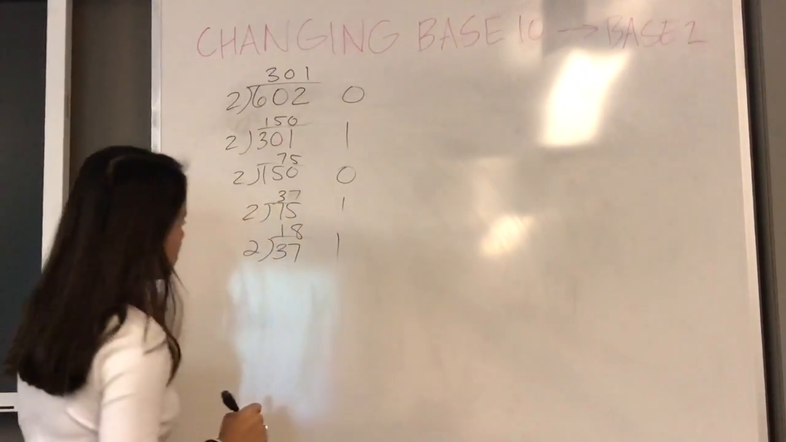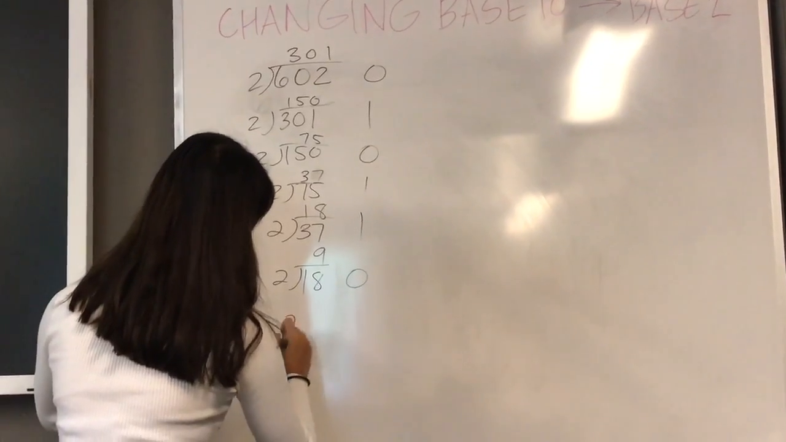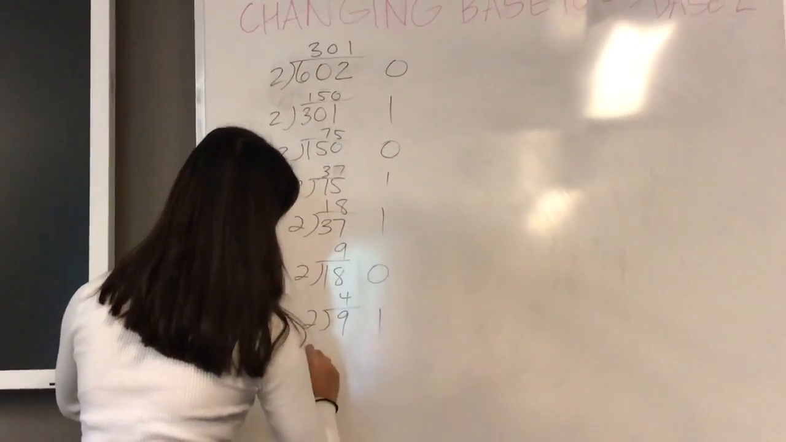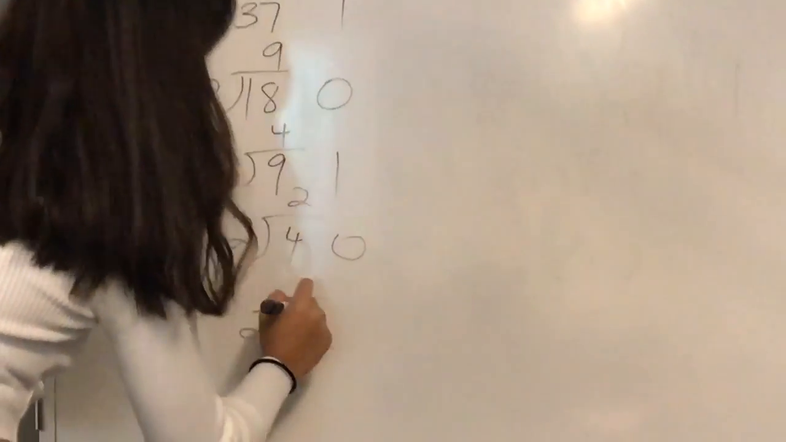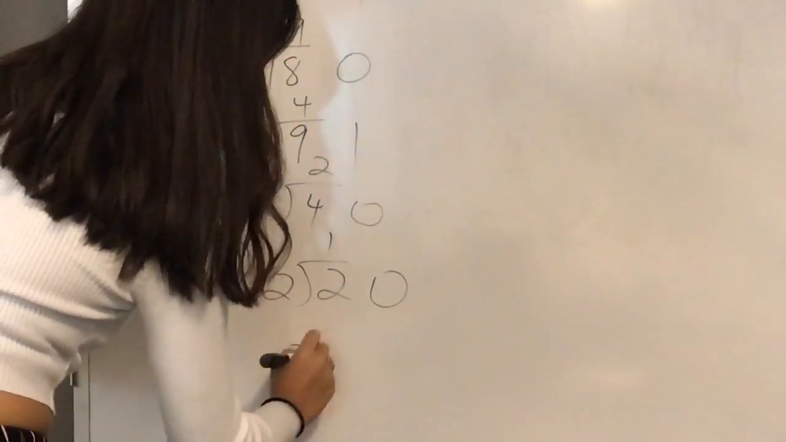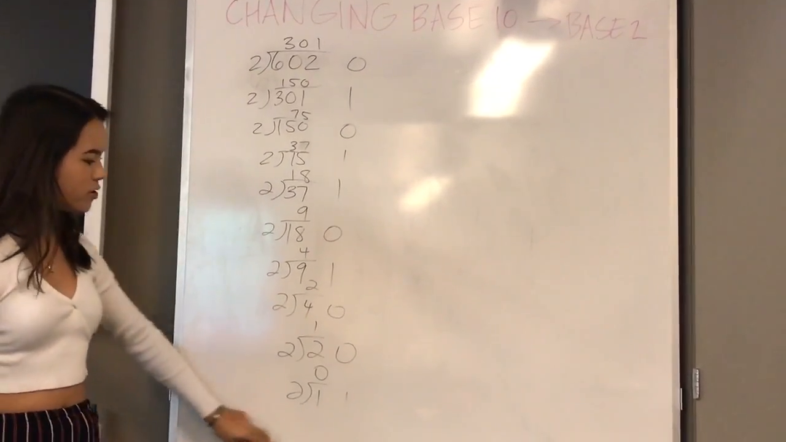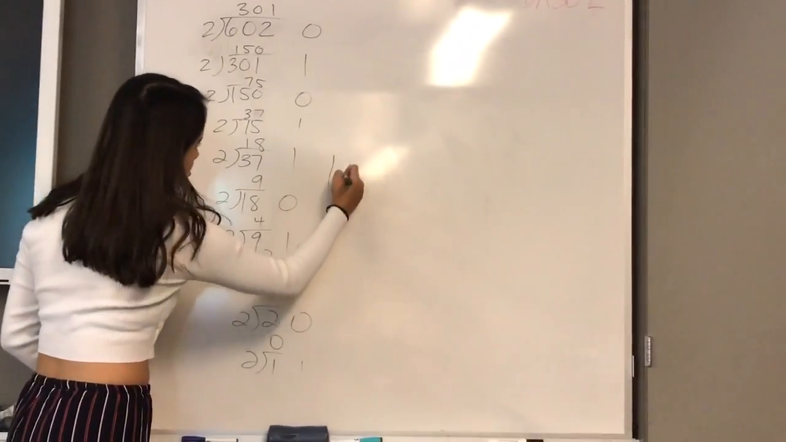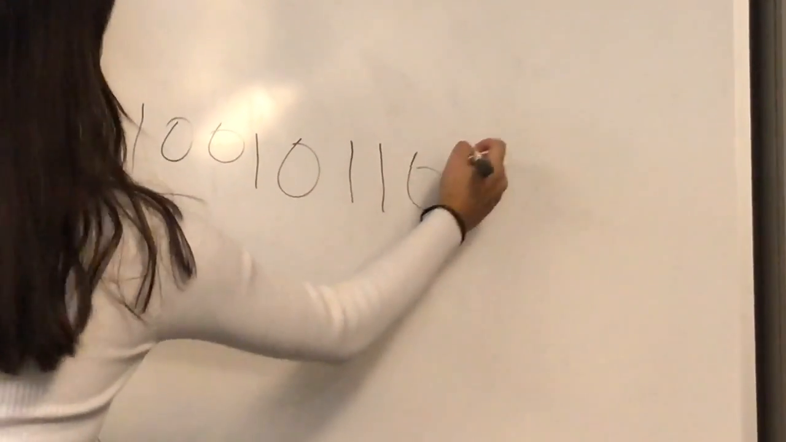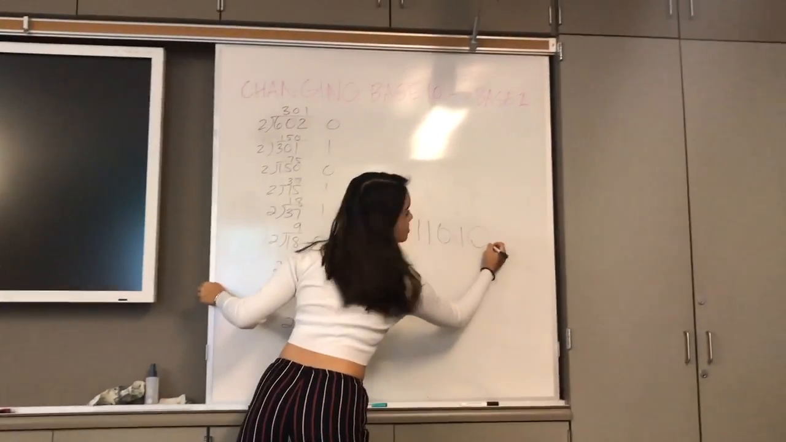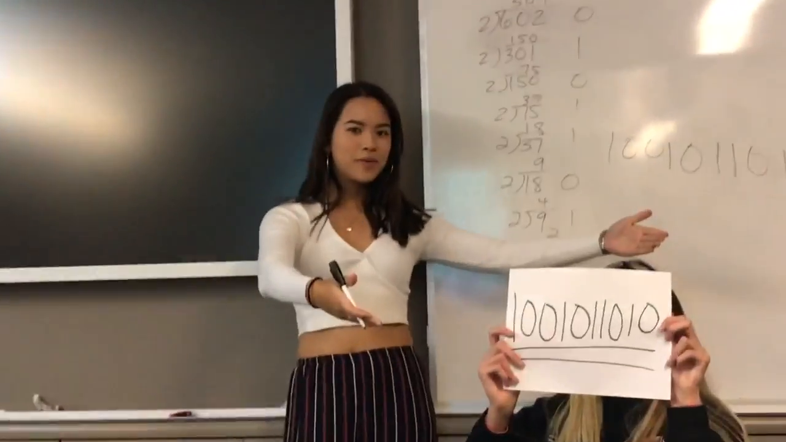So then do 37 divided by 2, 18 remainder 1, and then 18 divided by 2, 9 remainder 0, 9 divided by 2, 4 remainder 1, 4 divided by 2, 2 remainder 0, 2 divided by 2, 1 remainder 0, and then 1 divided by 2 equals 0 remainder 1. So then once you're done dividing all of this, you're going to start from the bottom. 1 0 0 1 0 1 1 0 1 0. Base 2. And that's what we got in the beginning. This is 602, but in base 2.